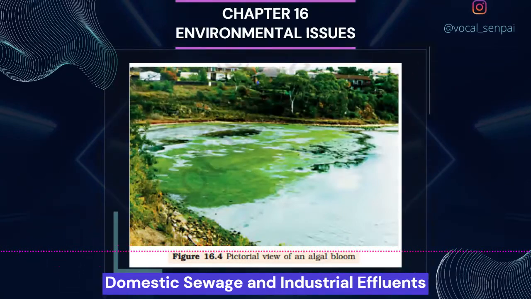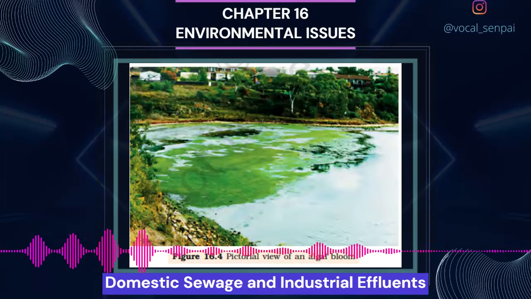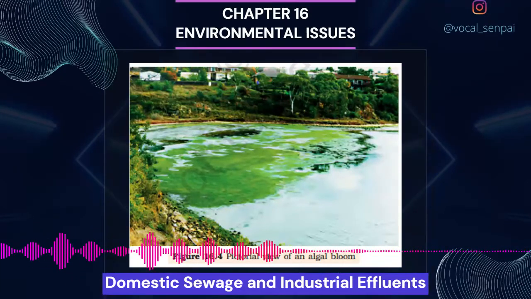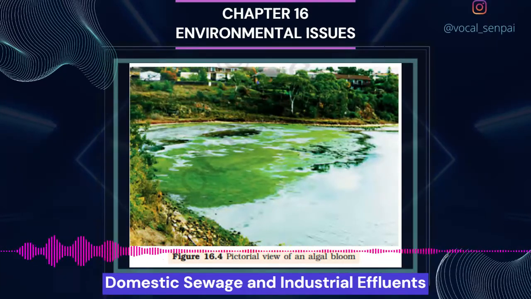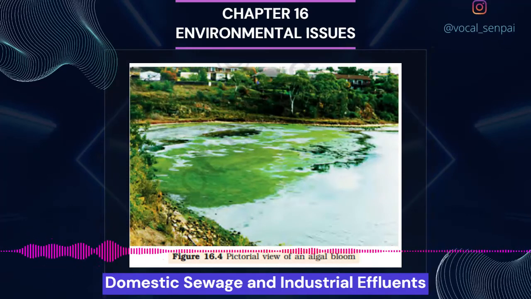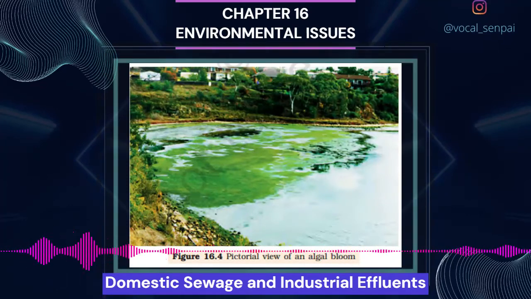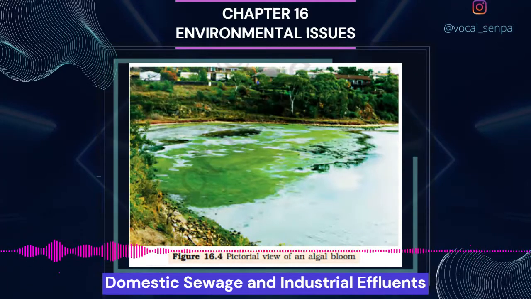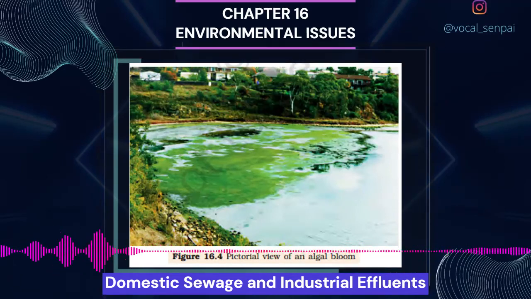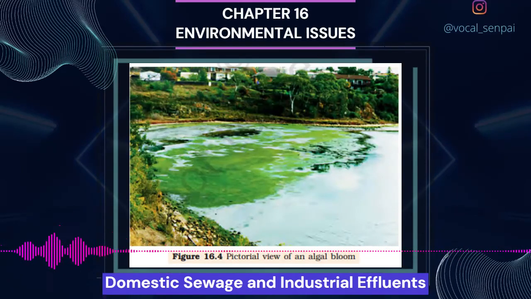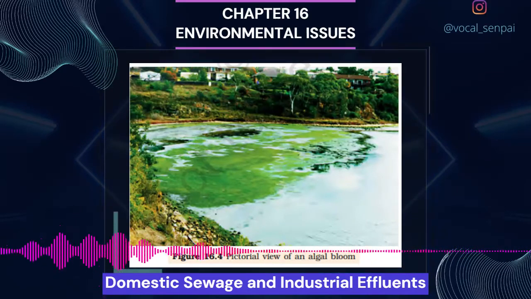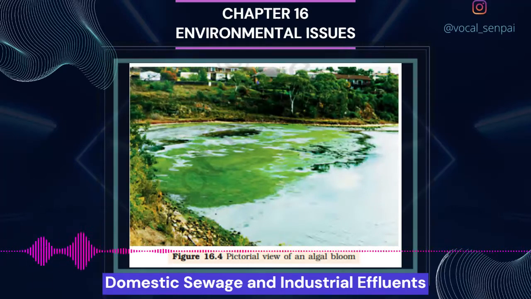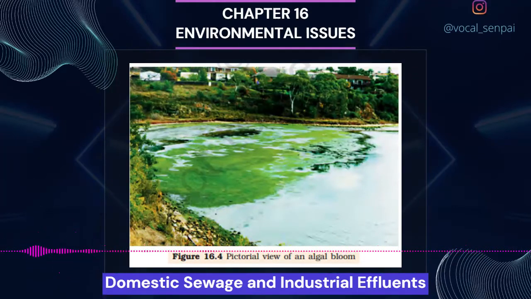aquatic food chain. Biomagnification refers to increase in concentration of the toxicant at successive trophic levels. This happens because a toxic substance accumulated by an organism cannot be metabolized or excreted, and is thus passed on to the next higher trophic level. This phenomenon is well known for mercury and DDT. Figure 16.5 shows biomagnification of DDT in an aquatic food chain.